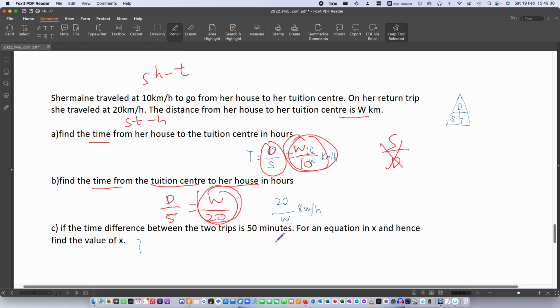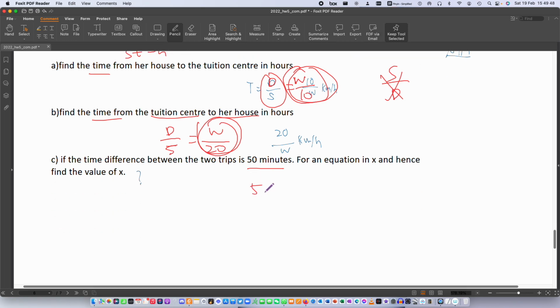So now we are talking about hour, right? Can you see hour? Yeah. So what you need to do? Need to change. So how do you change minute to hour? That's the first step. So 50 minute to hour, question mark. 60 minute is how many hour? 1 hour. So how do you get the hour out?